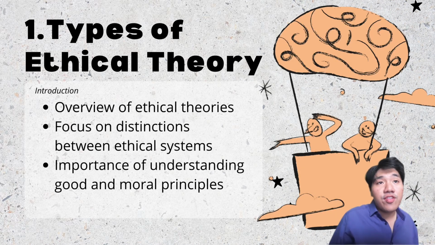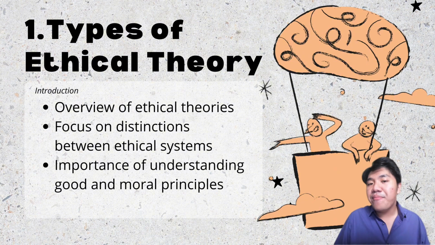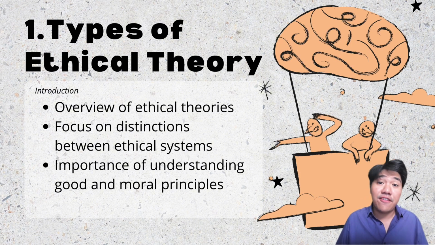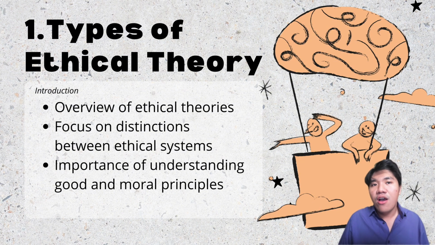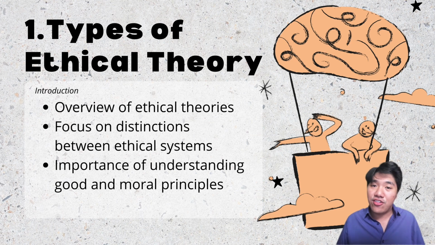So we will start today with the first module, types of ethical theory. This module will delve into various types of ethical theories with a focus on understanding the distinctions between different ethical systems. It also explores how these systems evaluate what is considered good and moral in society, focusing on intrinsic and instrumental good, and contrasting key ethical principles such as egoism, utilitarianism, deontology, and teleology.